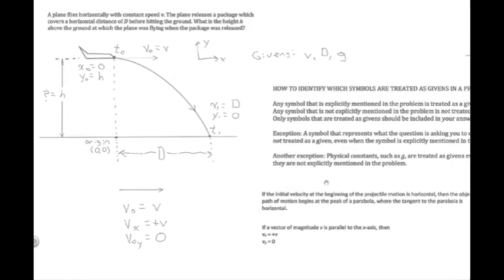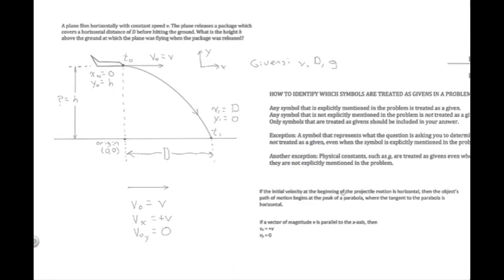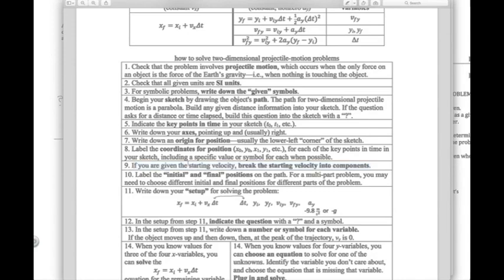So here's a summary of some of these new ideas that we were discussing here. If the initial velocity at the beginning of the projectile motion is horizontal, as in this problem, then the path of motion begins at the peak of a parabola, where the tangent to the parabola is horizontal, as we drew here. So look for a clue word like the word horizontal here. And we also saw that when a vector is parallel to the x-axis, then the y component is 0, the x component is positive, and the entire magnitude of the vector goes into the x component. So we've completed this step. We broke the starting velocity into components.